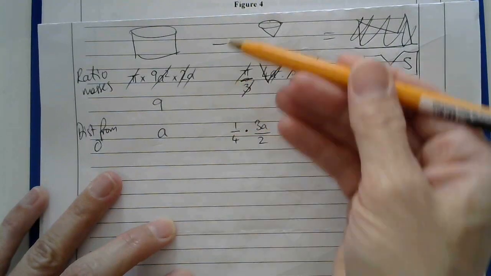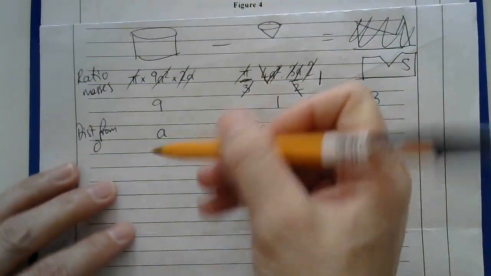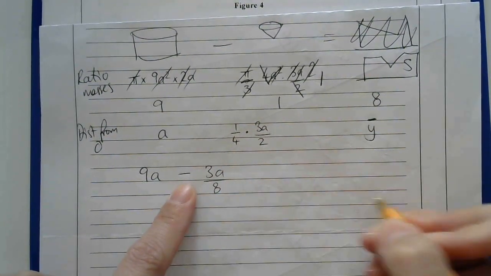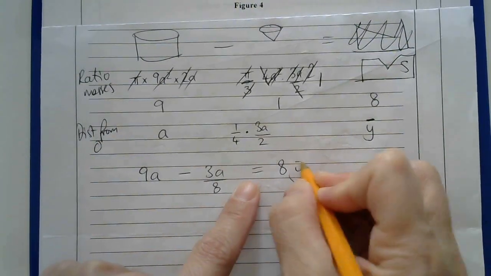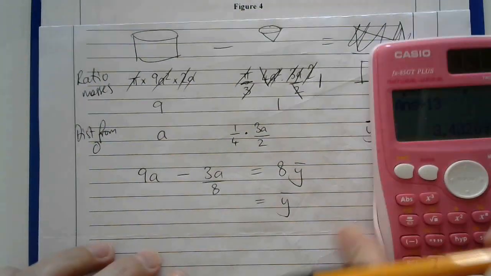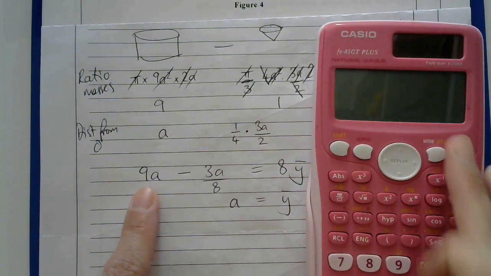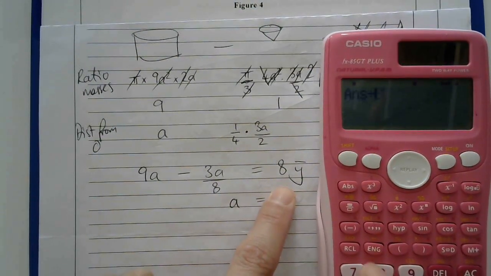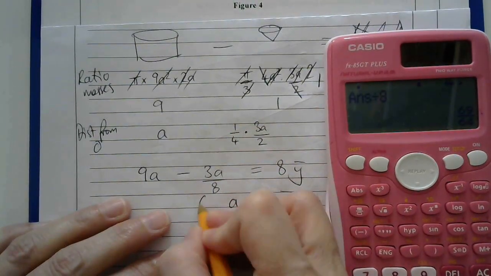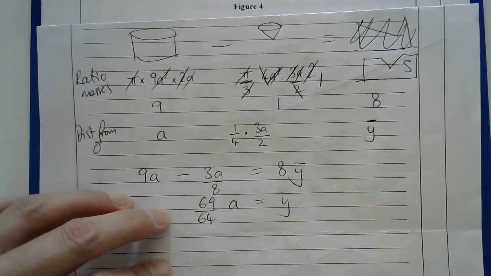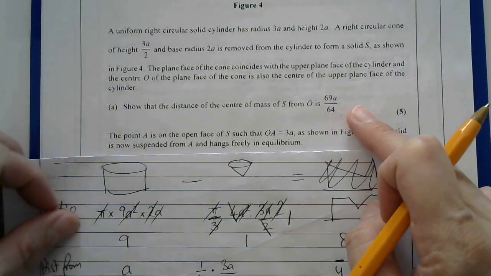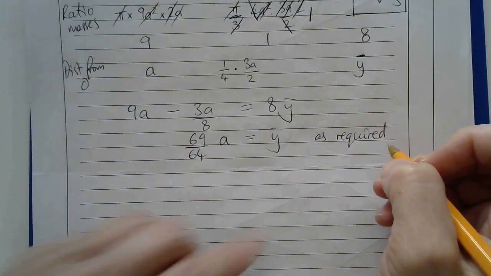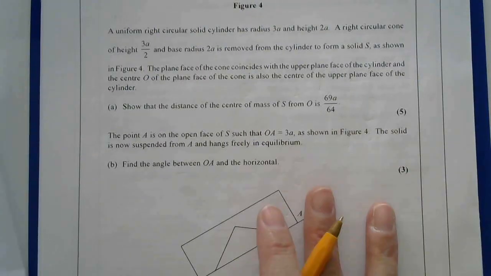So I'll do this times this minus this times this equals this times this. So I end up with 9a minus 3a over 8 equals 8 y bar. And so here I end up with something times a. So I can do 9 minus 3/8, and then divide it by 8. And so I get 69 over 64, which fortunately is what they said the answer should be, as required. Phew! So that is your first 5 marks.